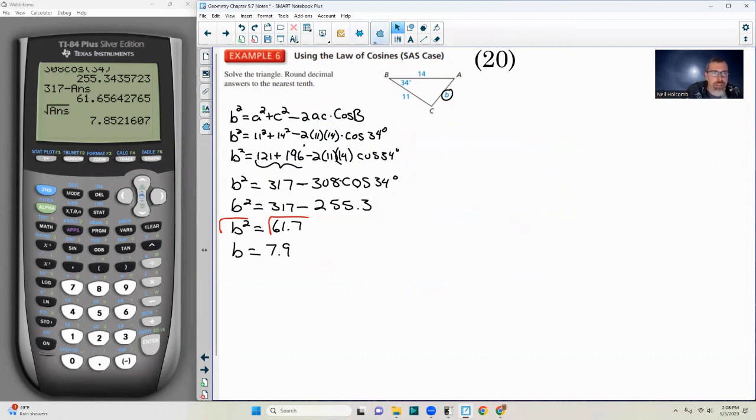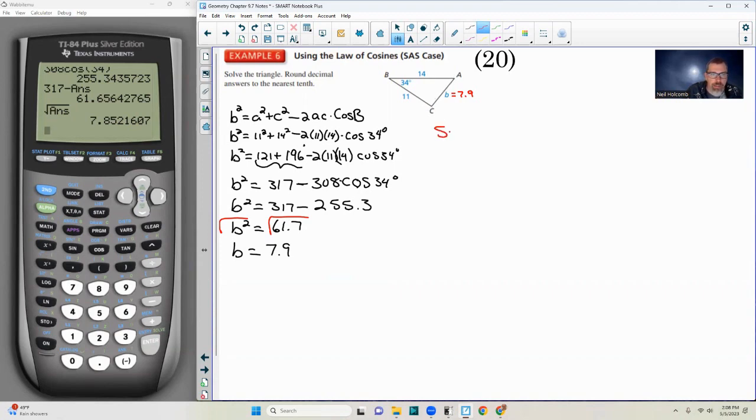All right, so it says now here, solve the triangle. We're not done. So I found B. Okay, let me write that in there. B is 7.9. So I need to find angle A and angle C. So I do the law of sines to find these angles. So I want to find the sine of A or C. It doesn't matter. I'm going to do A.